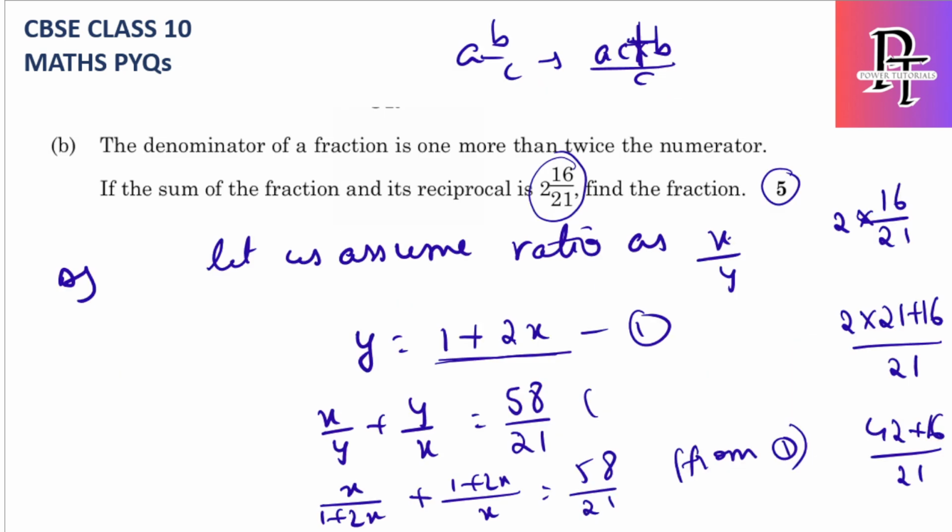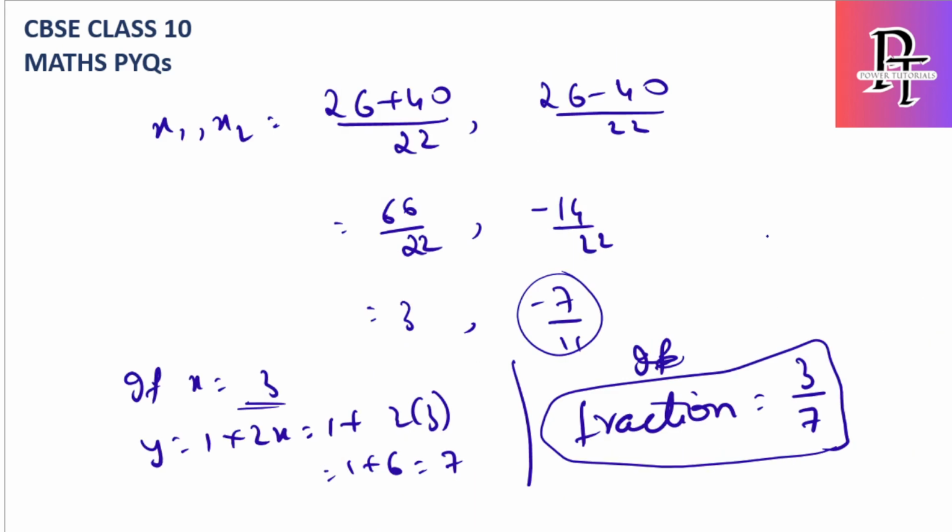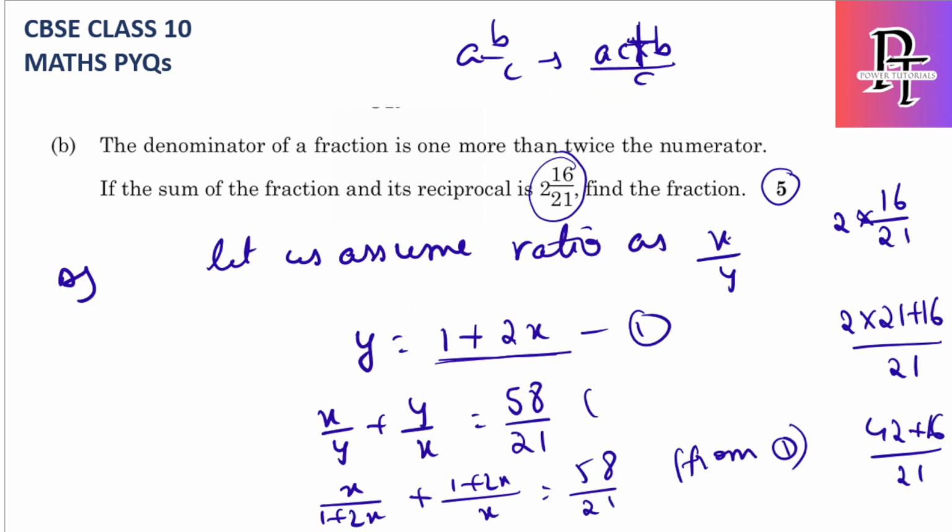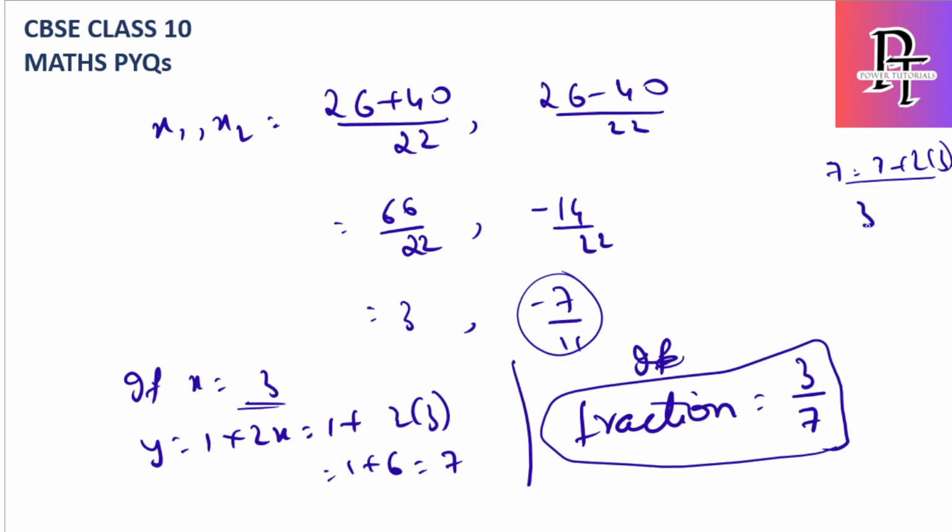You can also verify it if you want. What is the condition they have mentioned? y is 1 plus 2x, so 7 is equal to 1 plus 2 into 3, which is satisfying. The other one also will satisfy. Let's cross check: x by y plus y by x is equal to 58 by 21. So it is 3 by 7 plus 7 by 3, LCM is 21. 3 into 3 is 9, 7 into 7 is 49, so it becomes 58 by 21. Hence our answers are correct.